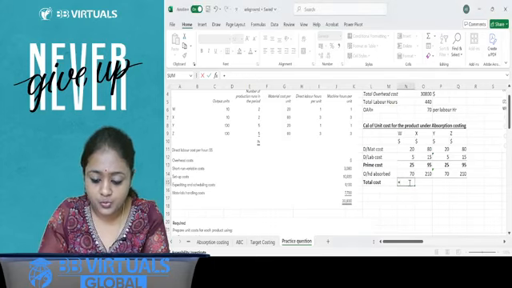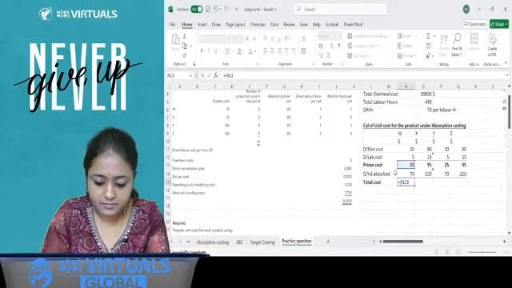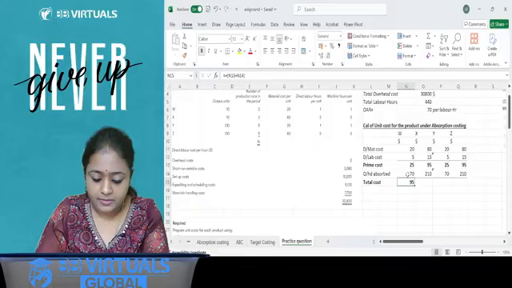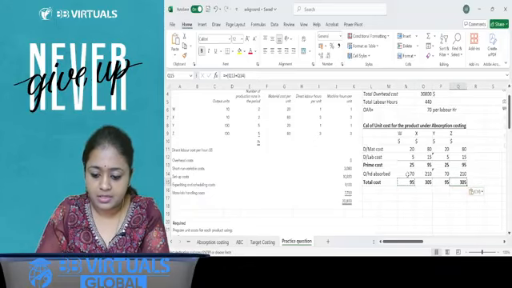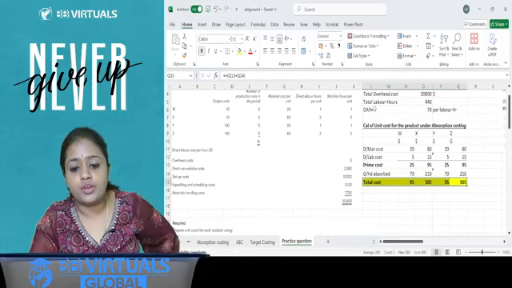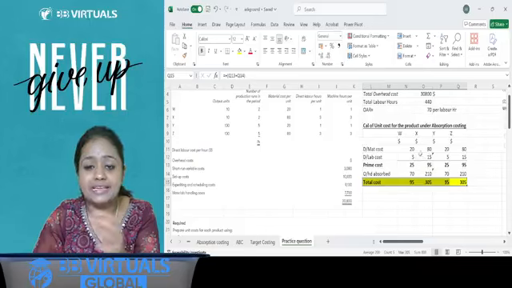Your total cost would be this plus this. So keep a note of it. What is the total cost that you have got for your products W, X, Y and Z?